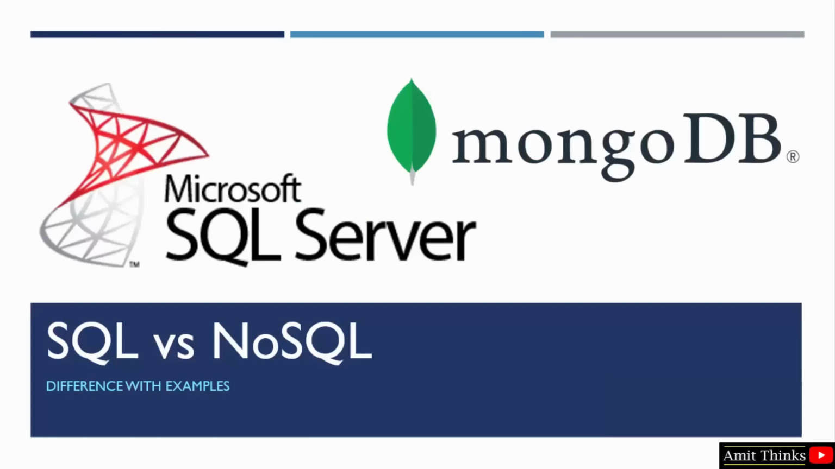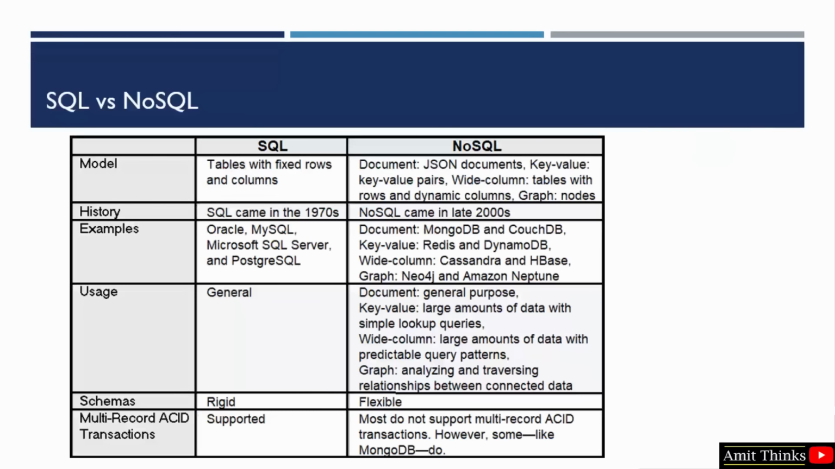Hello guys, in this video we will learn about the difference between SQL and NoSQL. So we will cover this difference with examples. Let's begin. So guys, SQL follows the relational model, that is the RDBMS model, that old school way of creating tables with rows and columns. So this is what SQL supports. And NoSQL is completely different. It supports various formats like documents and storing data in the form of key values, graph nodes and other stuff.